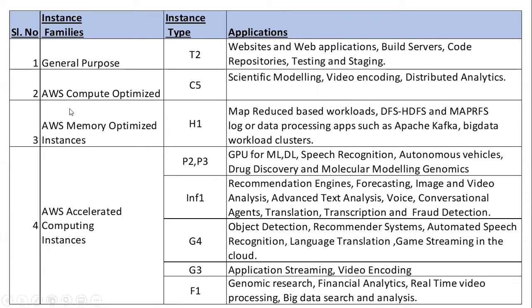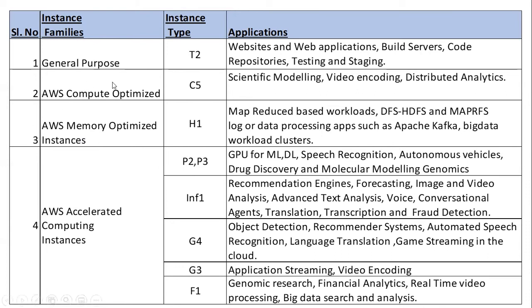Second is what is called as AWS Compute Optimized Instance family. Third, we have AWS Memory Optimized Instance family. And the fourth one is AWS Accelerated Computing Instance family. Now, I've listed some of the major instance types under each of these families.